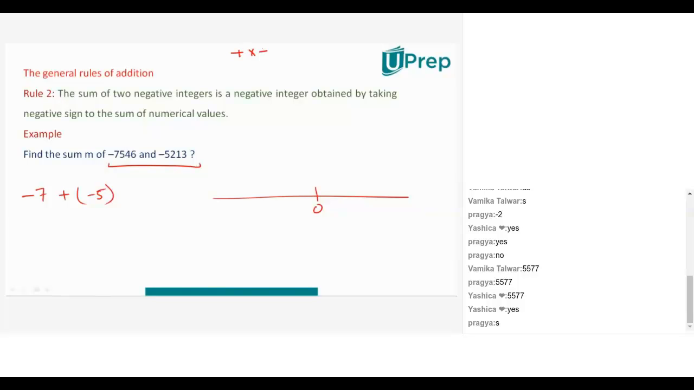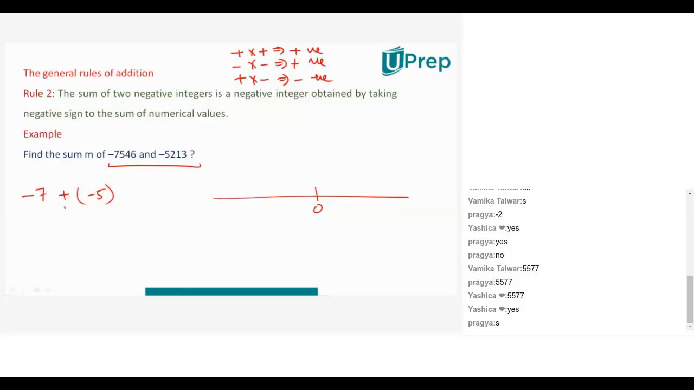Now guys, remember the operations. We are going to discuss the operations further ahead. But before that, you guys know that plus into plus gives us plus. When two same signs are multiplied, it is positive. Negative into negative also gives us positive. But positive into negative gives us negative, right?